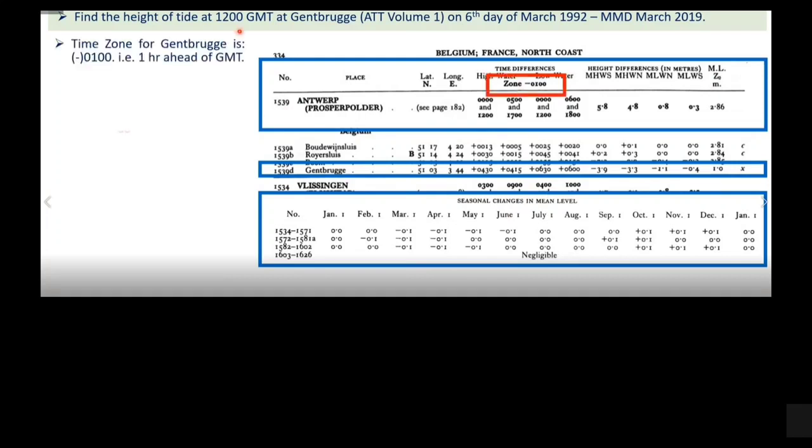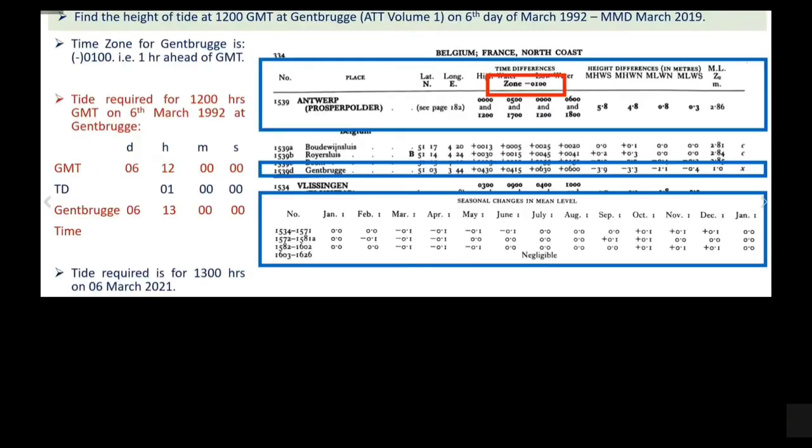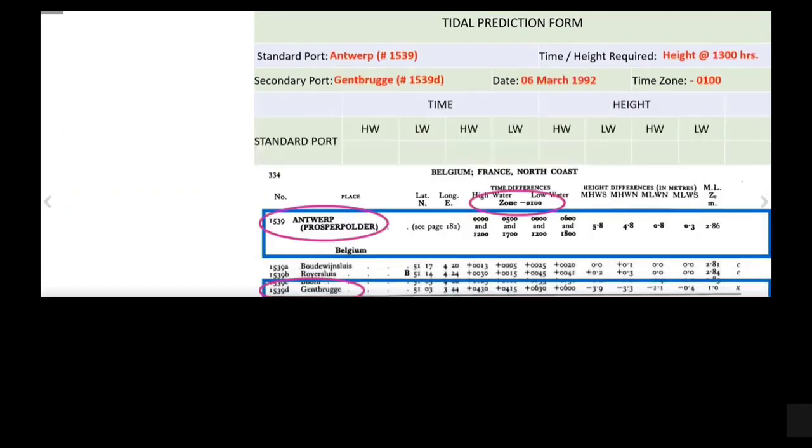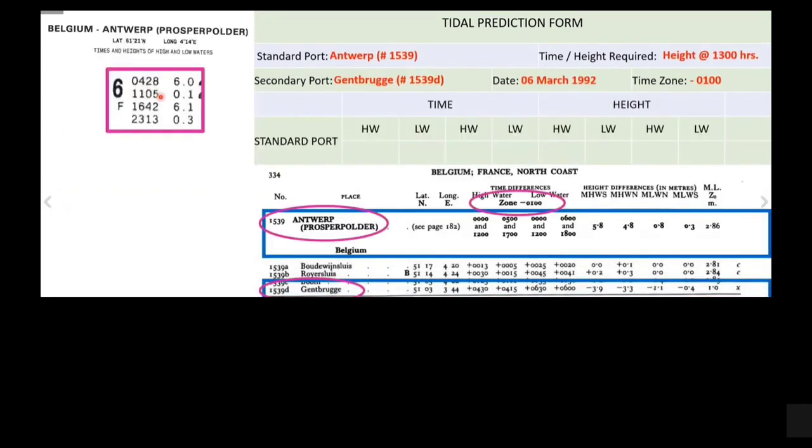Then we used our table, this particular table, which we fill up to get the tidal data of the secondary port. हमने इसमें standard port का data fill up किया, फिर इसमें हमने standard port के tides को fill up किया. Now since we wanted the height of tide for 1300 hours, हमने सिर्फ वही टाइम्स पिकअप किए जिनके बीच में ये 1300 का टाइम आ रहा था.